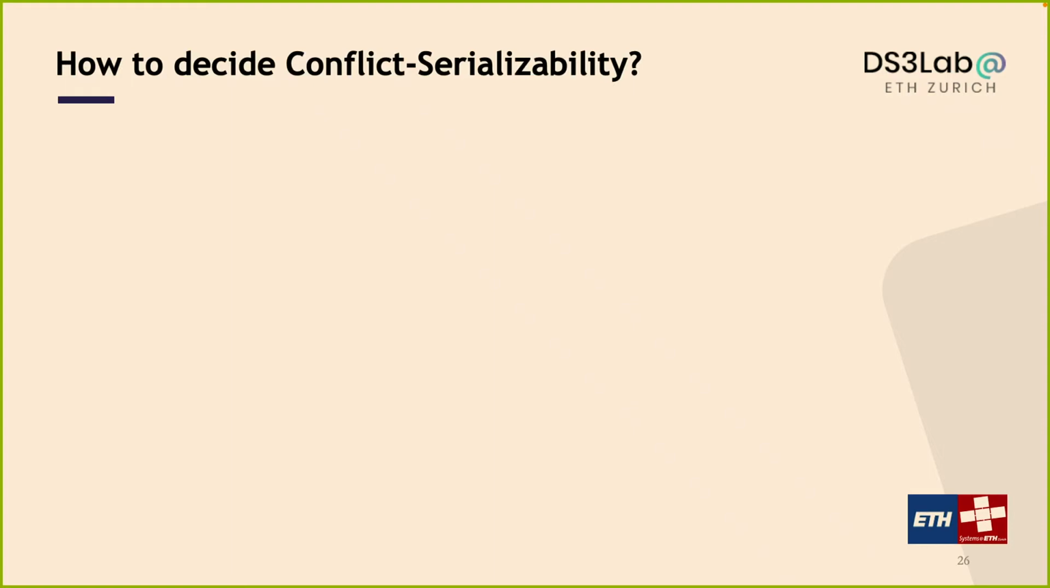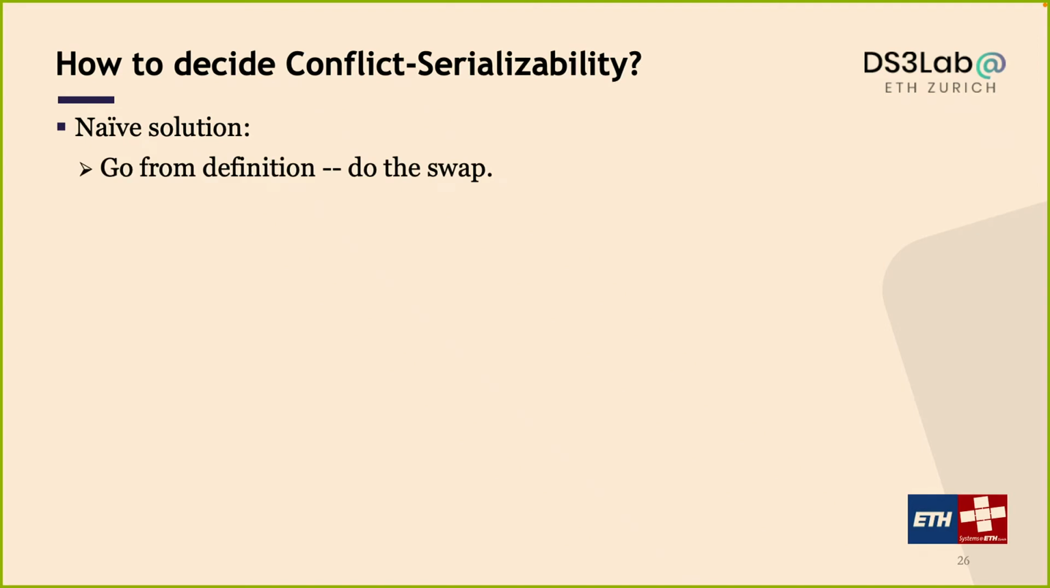Any questions so far? Are these two different notions of serializability clear? Okay. Now let's look deeper into conflict serializability. Now we know what we want to do. Given a schedule, how can we decide whether it's conflict serializable or not?